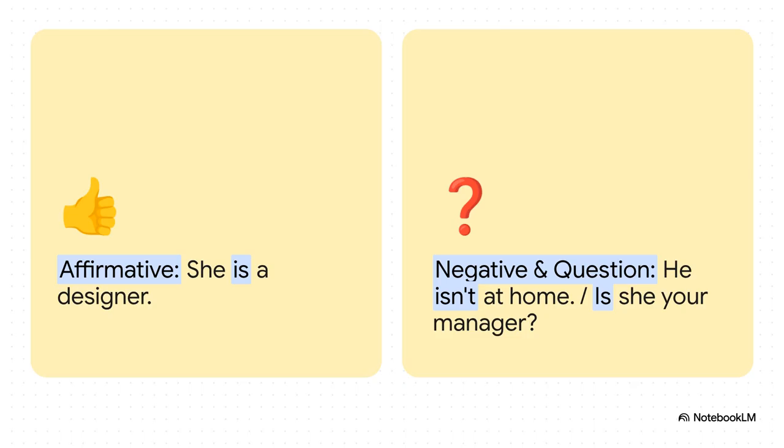And look how easy this is in action. Positive sentence, she is a designer. To make it negative, you just stick not right after it. He isn't at home. Want to ask a question? Just flip the first 2 words. Is she your manager? See? No do, no does, nothing. It's its own perfect little system.